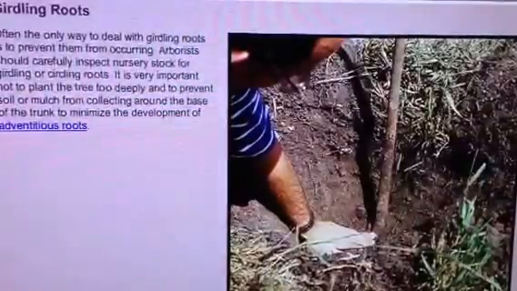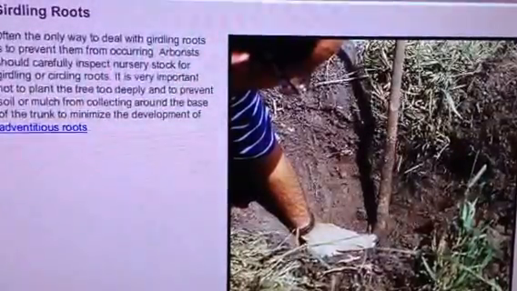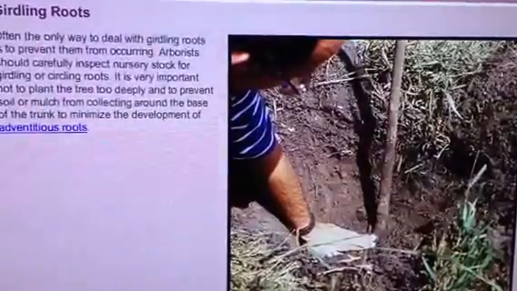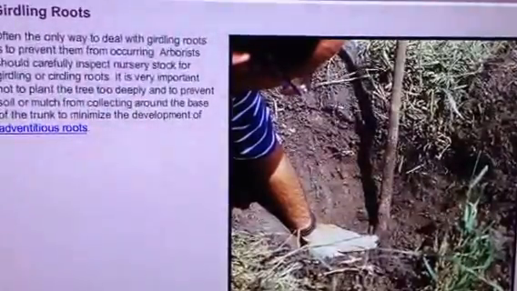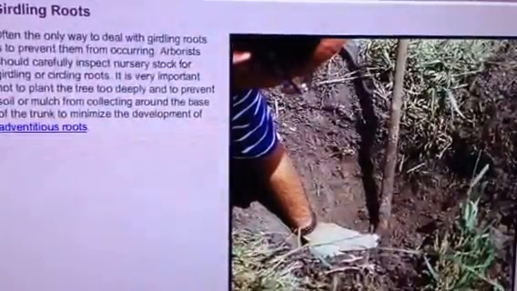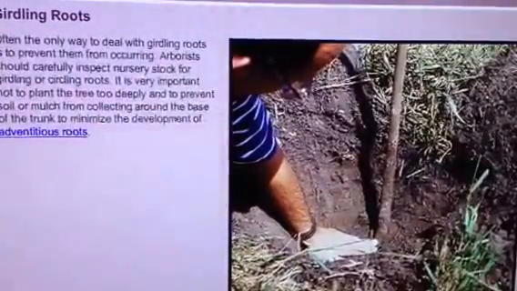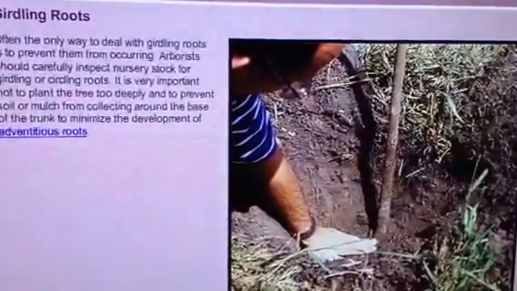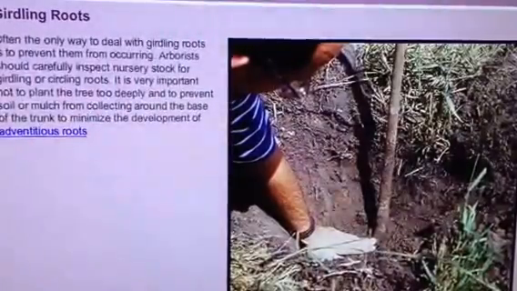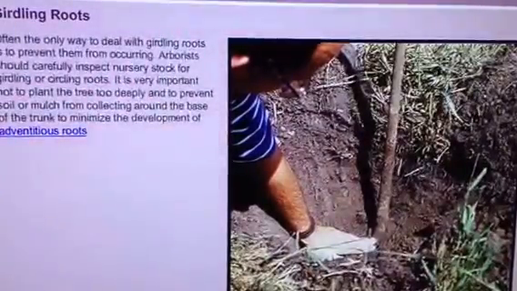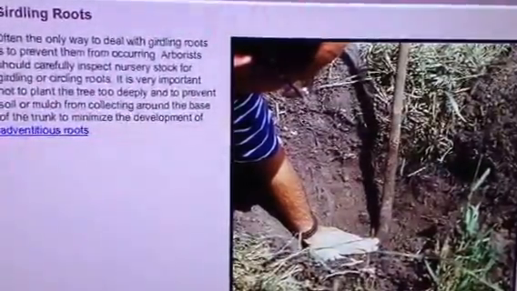Often, the only way to deal with girdling roots is to prevent them from occurring. Arborists should carefully inspect nursery stock for girdling or circling roots. It is very important not to plant the tree too deeply and to prevent soil or mulch from collecting around the base of the trunk to minimize the development of adventitious roots.